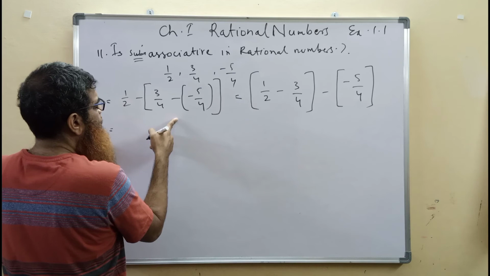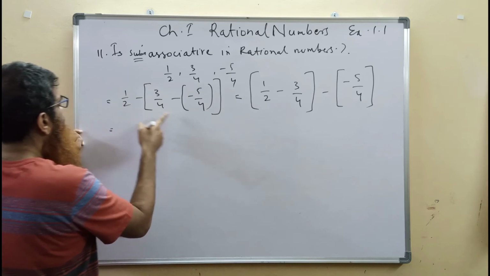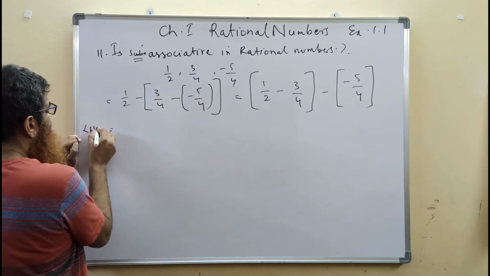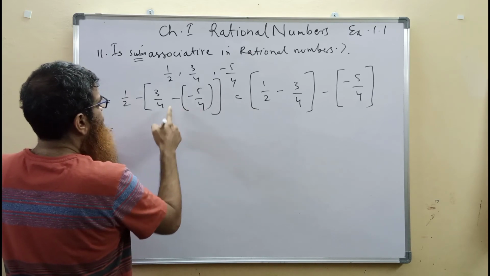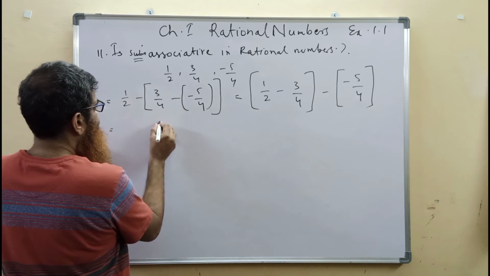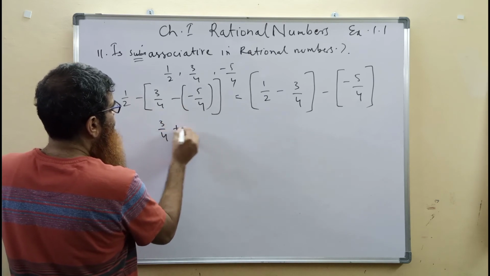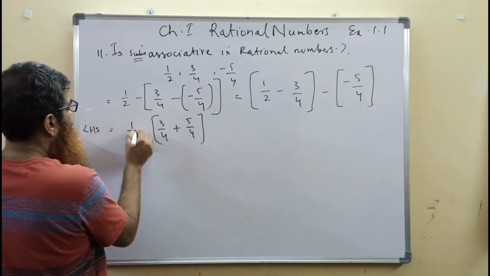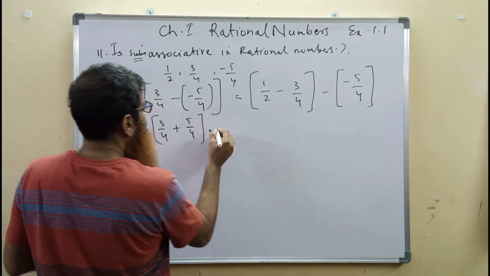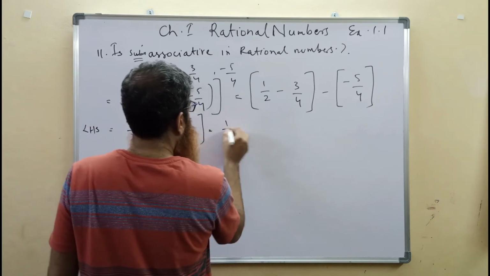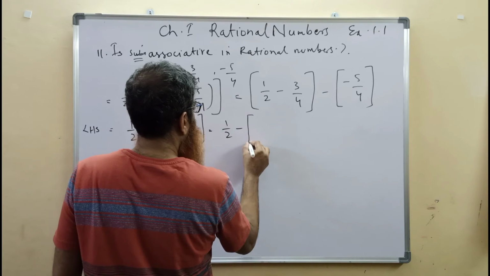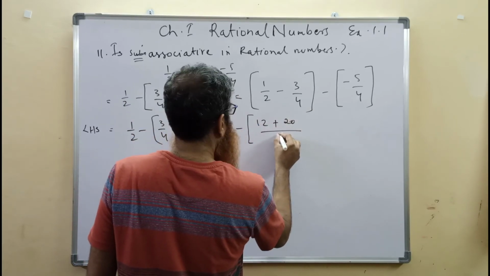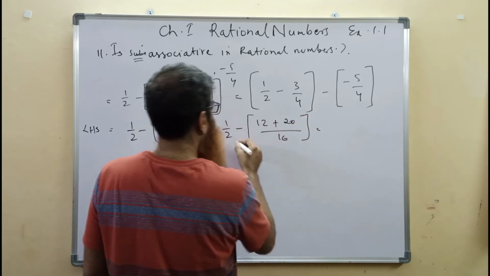We do the operations usually in the brackets first, then we do the operations outside the brackets. We'll check the LHS first. Let's remove the brackets here. It is 3 by 4, minus of minus is plus, 5 by 4, 1 by 2 minus 4 threes are 12 plus 4 fives are 20 divided by 16 is 1 by 2.